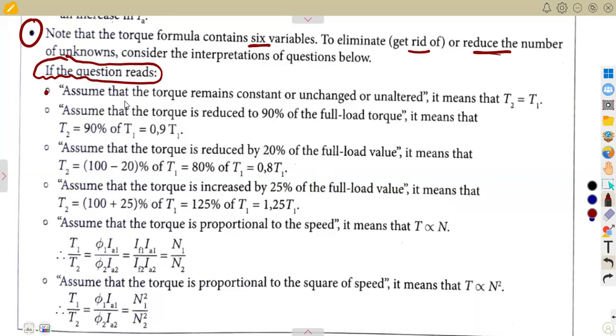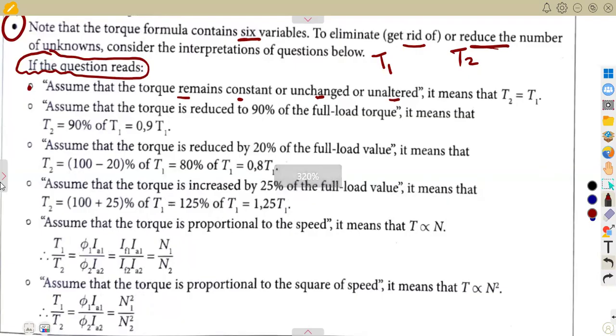Assume that the torque remains constant, that is, unchanged or unaltered. It means T2 is equal to T1. Remember, there is a change that is going to happen in the torque. Like I explained, the torque is going to change from T1 to T2. But when they are saying it remains constant or unchanged or unaltered, that means T2 and T1 are the same. That's a condition that you have there.